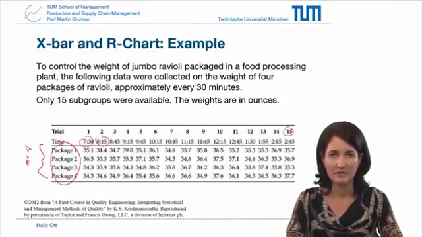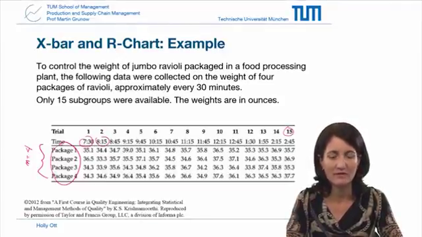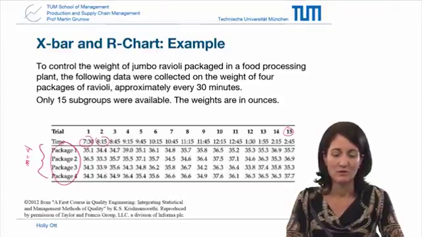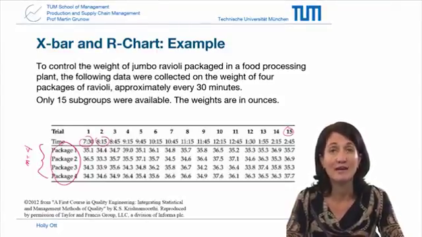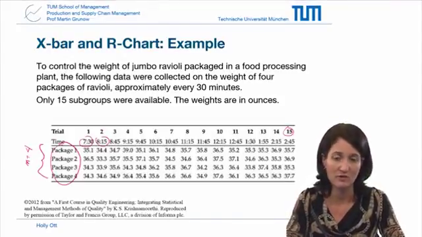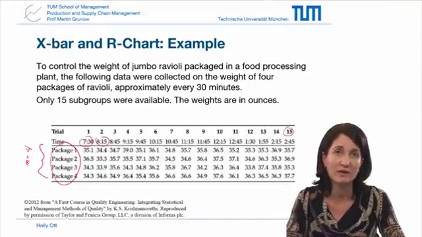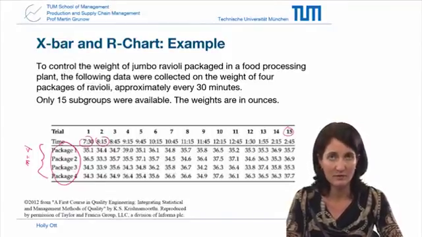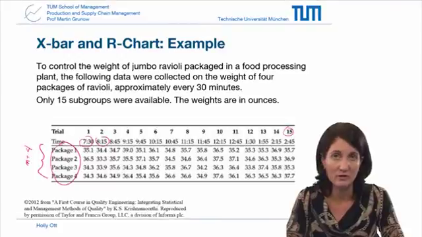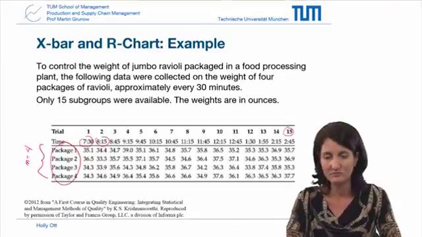Now, some of you may remember from the last lecture, we were talking about needing 25 subgroups. Here we only have 15. What do we do? This is the data that we have, so we continue with it. Ideally, before setting up a control chart, we would like to have 25 samples, so we would try to collect more data, find out why we only had 15, and see if it is possible to get more data right away. But in practical real life, you don't always have perfect data. You use what you have and you recognize the limitations.